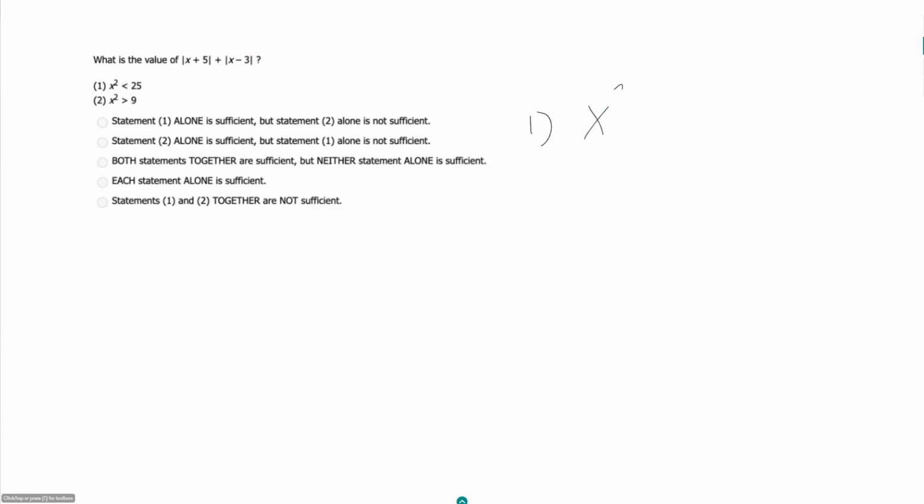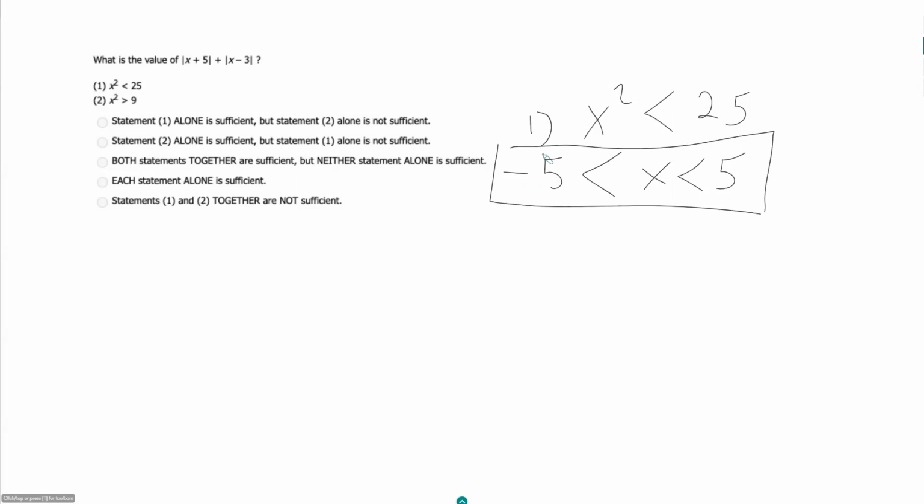x squared is less than 25. So what does this mean about x? This means x will be less than 5 or greater than -5. So x is between -5 and 5, but we still have many possible values for x, so this should be insufficient.